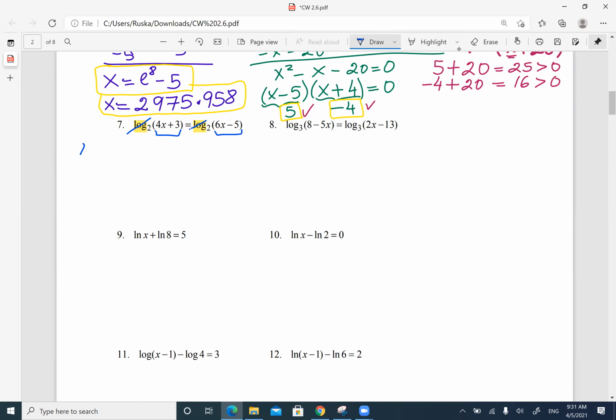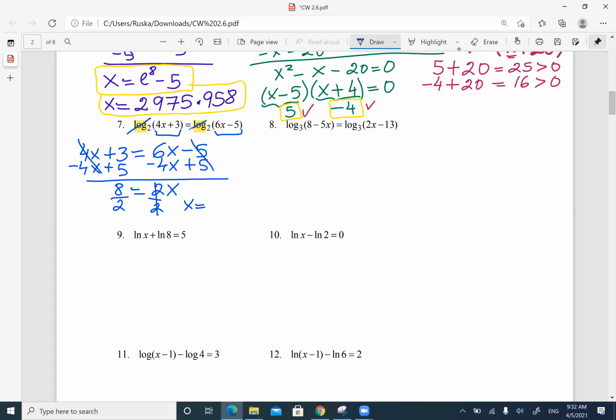So we're going to solve 4x plus 3 equals 6x minus 5. And then you're going to subtract 4x. We're going to move the x's to the right side. And I'm going to add 5 to move numbers to the left side. So what do you get? 3 plus 5 is 8, equals 2x. Then you're going to divide by 2. And you're going to get x equals 4.